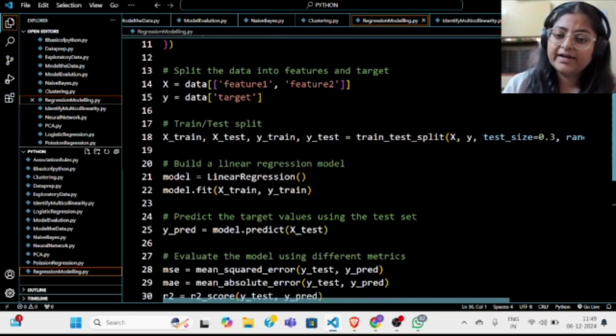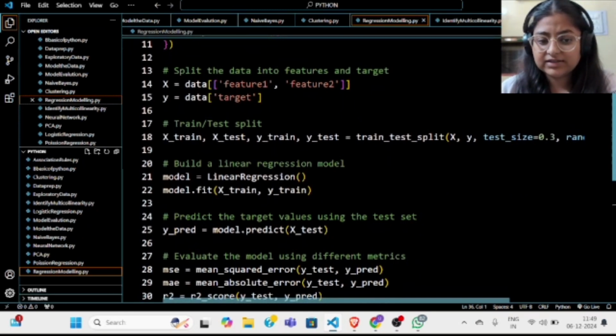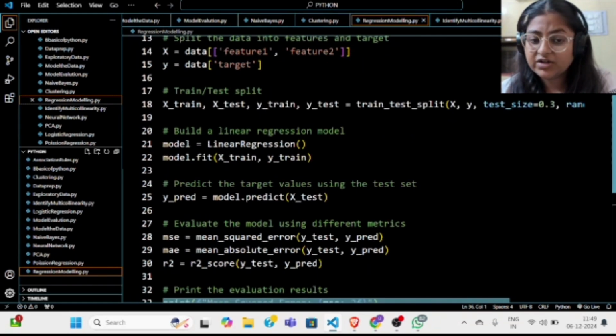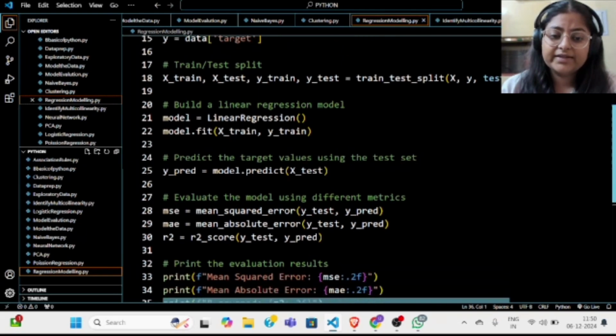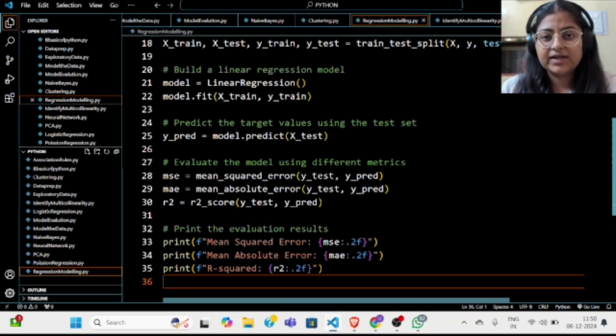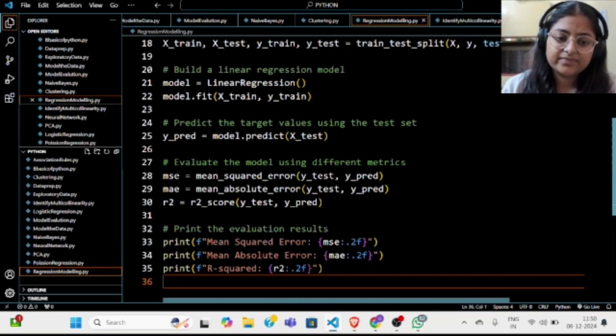Train test split the data, we have already learned about this method. Build a linear regression model. For building, we use the LinearRegression function and model.fit to call the function. Predict the target values using the test set. y_pred is used, and the model.predict function is used here, passing the parameter X_test.